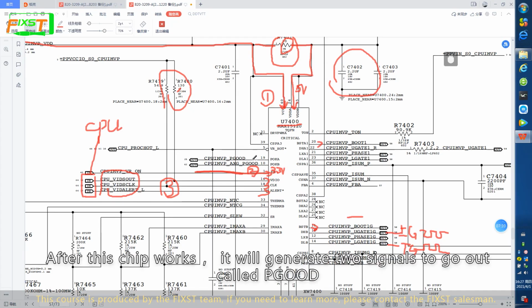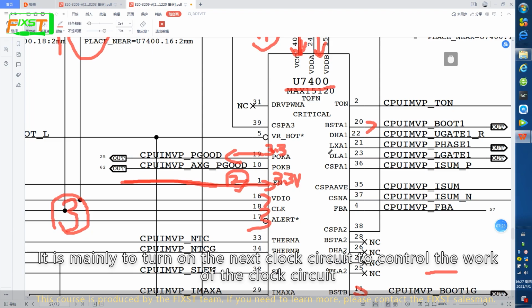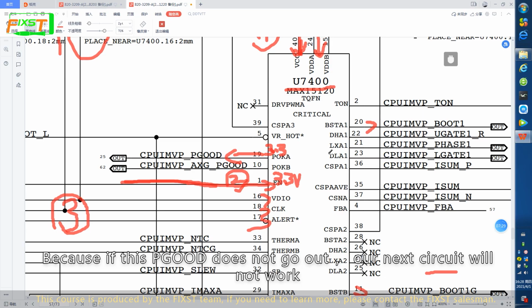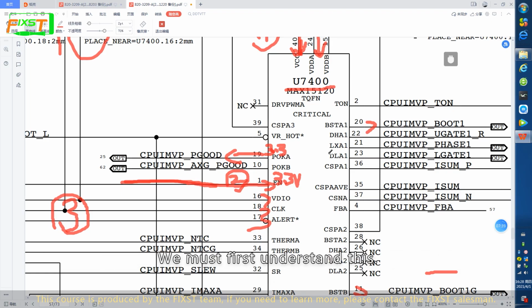After this chip works, it will generate two signals that go out, called P good. The 9-pin outputs P good, which is 3.3 volt. Why is this P good output used? It is mainly to turn on the next clock circuit and control the work of the clock circuit. Because if this P good does not go out, our next circuit will not work. So when we talk about the clock circuit, we'll talk about the P good circuit. We must first understand it.